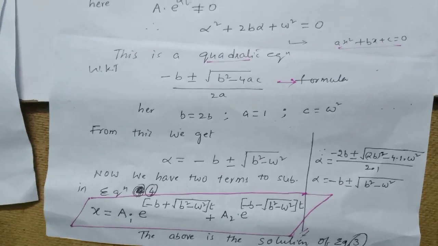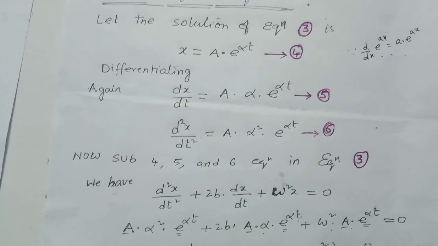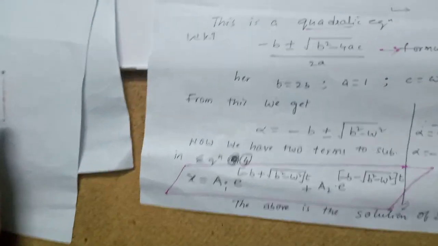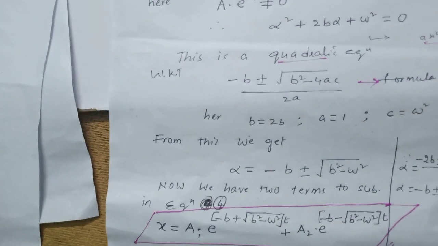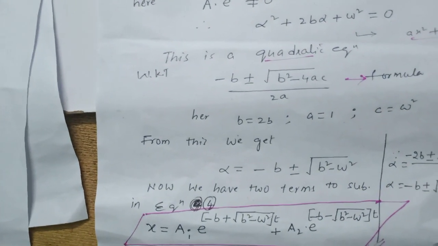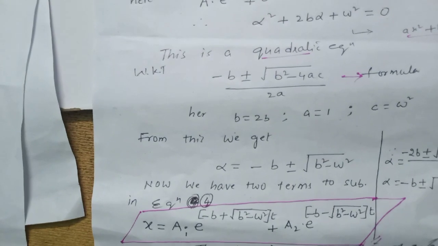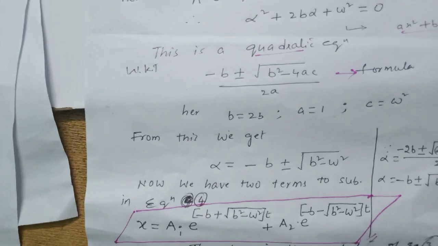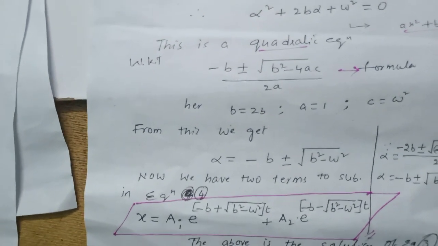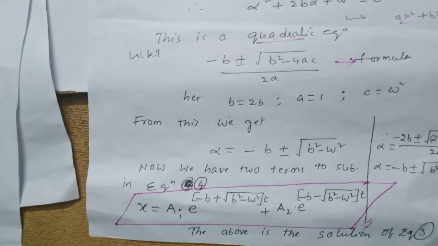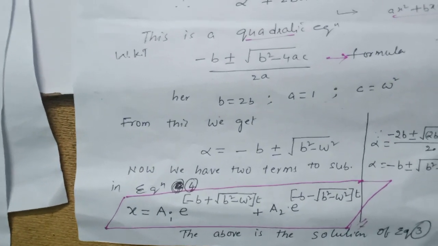So we have to substitute the values of alpha in equation 4, x equals a into e power alpha t. We get x equals a1 into e power minus b plus root of b square minus omega square into t, plus a2 into e power minus b minus root of b square minus omega square into t. So this is the required solution for the damped harmonic oscillator.